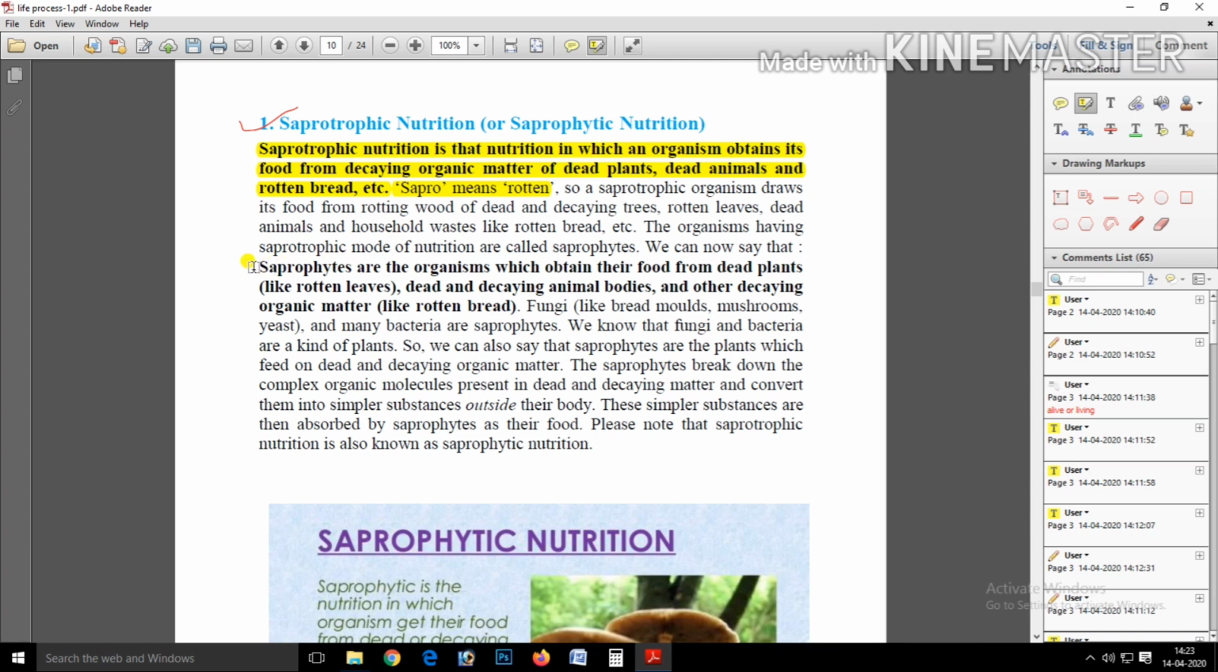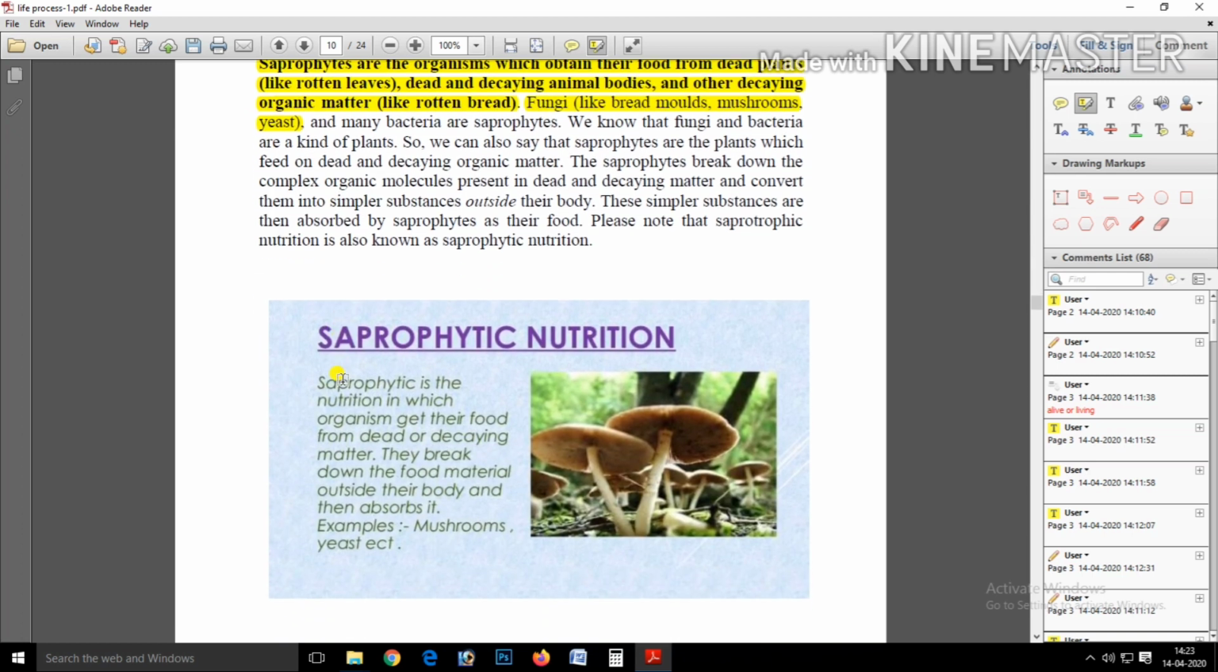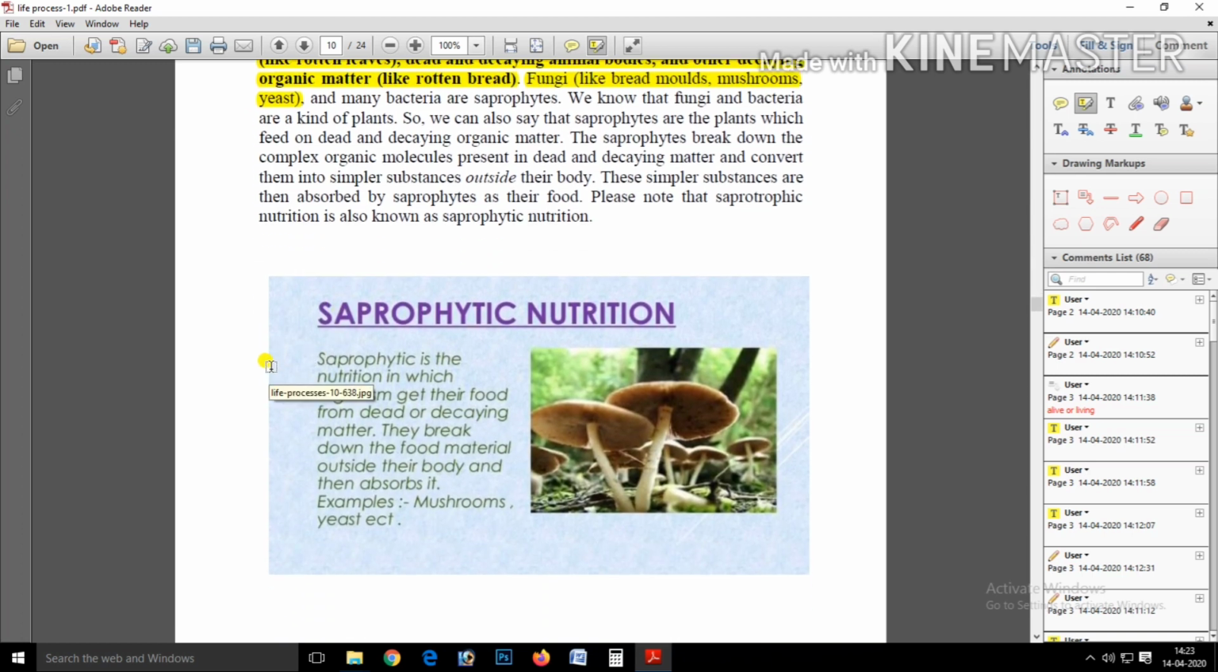rotten matters. So saprophytes are the organisms which obtain their food from dead plants and dead animals. The fungi like mushrooms, then yeast, they are the examples of saprophytic nutrition possessing organisms. You can see here in this picture the mushroom is a saprotroph because they cannot make their own food. They take their food from dead or decaying things.